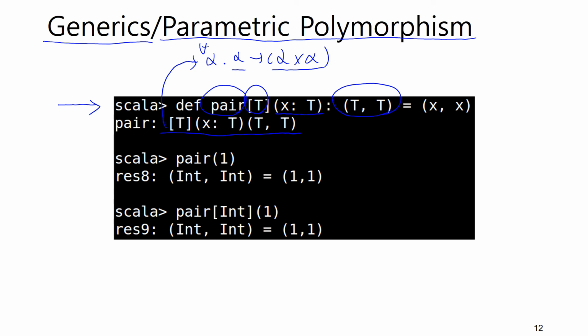And here we instantiated the type parameter T into integer, and this time the type inference is performed by the Scala compiler. And in this example, we explicitly instantiated the type parameter T to type Int by providing this type annotation.